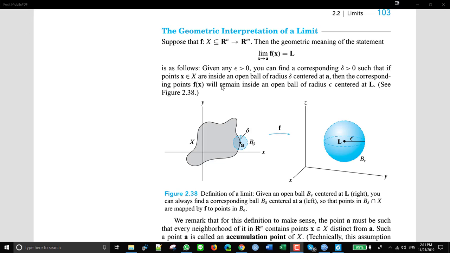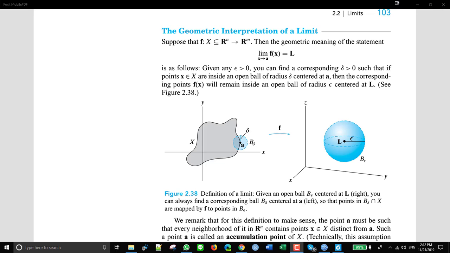So that's a kind of geometric interpretation of what we mean by the limit. So it has to do with this epsilon sphere, or epsilon, what do they call it? I guess they call it an open ball. So they call it an epsilon ball, and we talk about a delta, what do they call that? Also a ball? Yeah, delta ball. Okay, but one of them is more like a sphere.